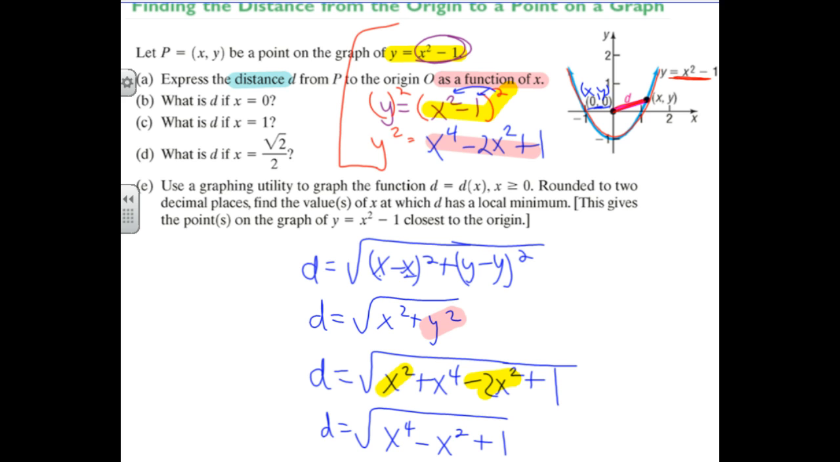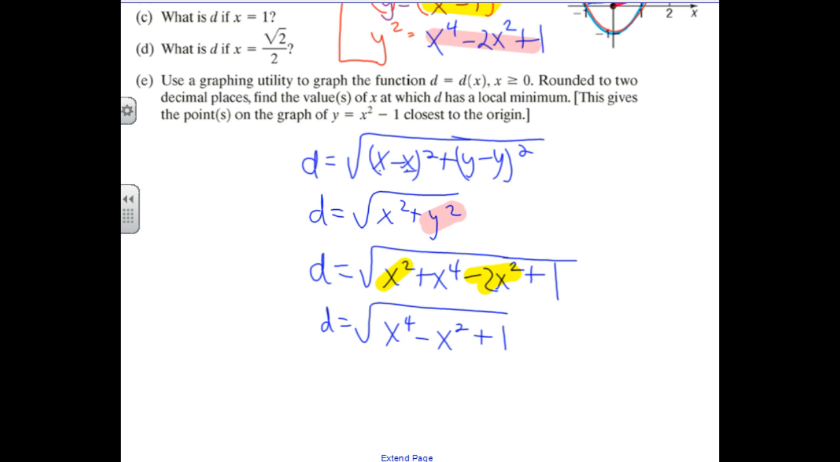So let's answer a couple of the questions. Express the distance d from P to the origin as a function of x. So that's what we have. We have the distance as a function of x, and that's what that means. There's that distance in terms of x. That's why I could not leave y in the problem. It has to be a function of x.